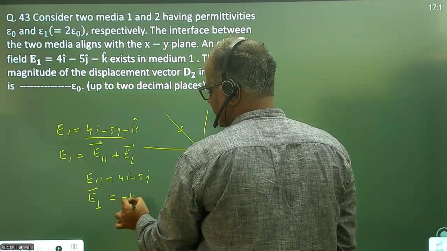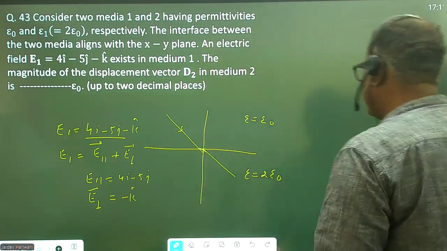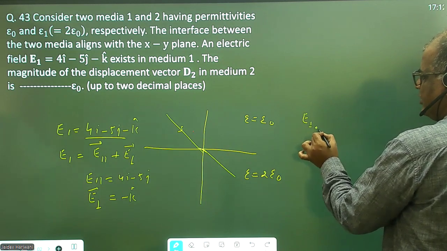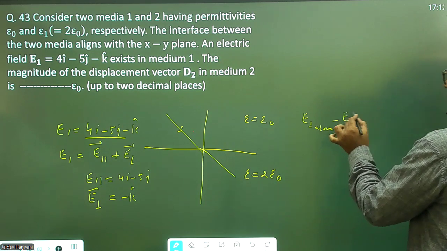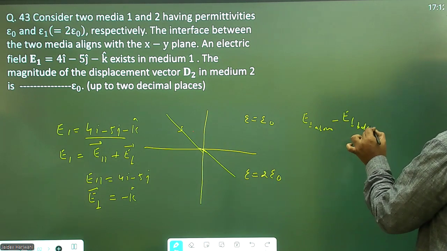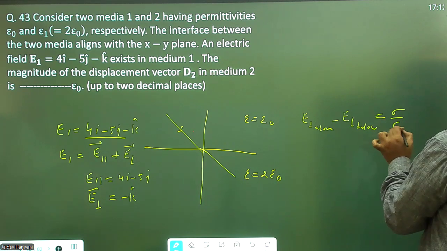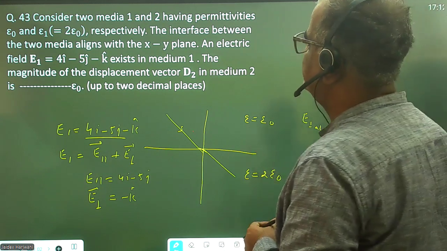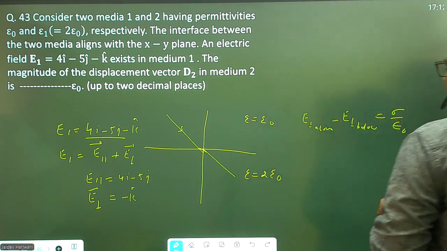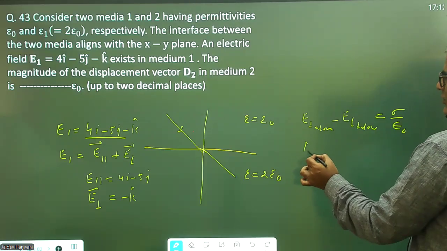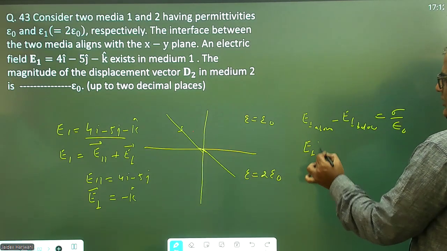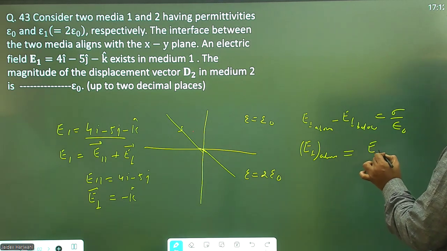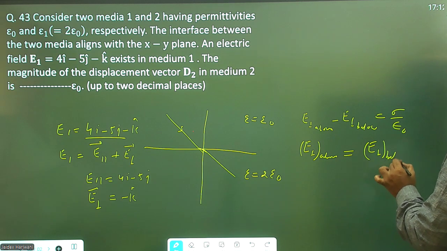E perpendicular component to the interface is the minus K component. And now we know the boundary condition. The boundary condition says E parallel above minus E parallel below is equal to sigma upon epsilon naught. And here they didn't say anything about the interface and charge, so I'm taking charge as 0. So E perpendicular above is equal to E perpendicular below.